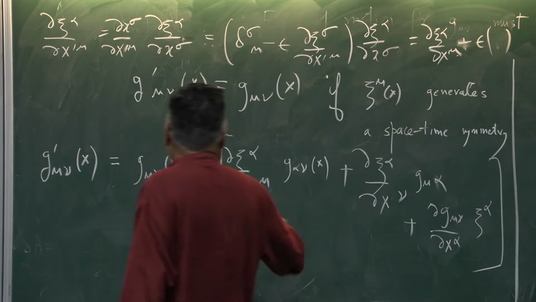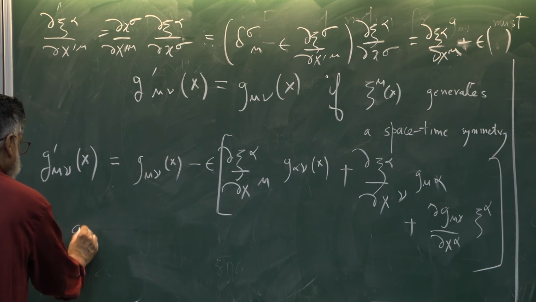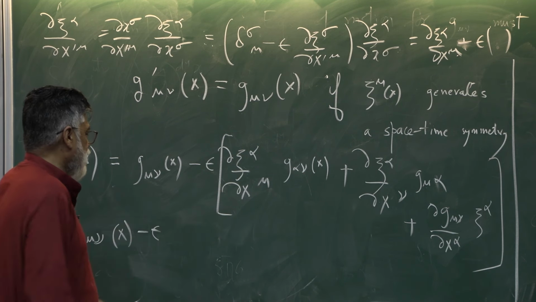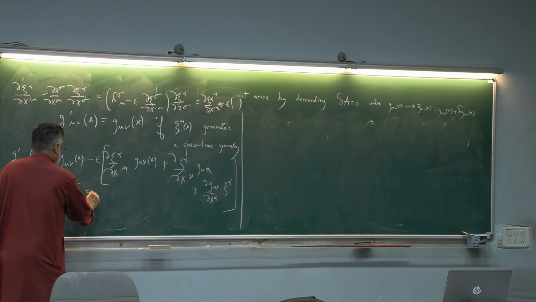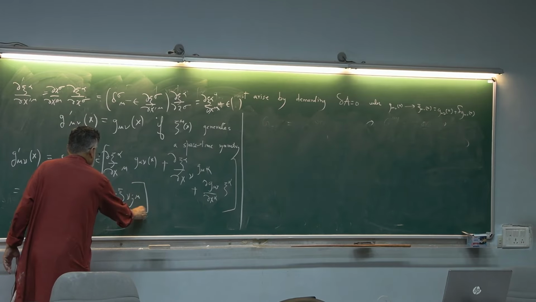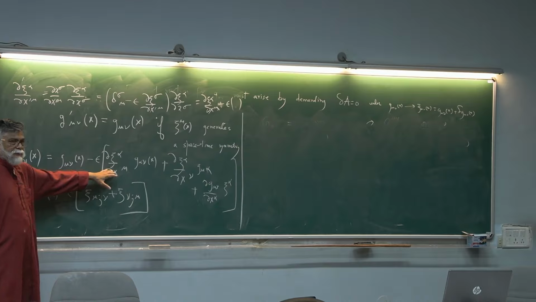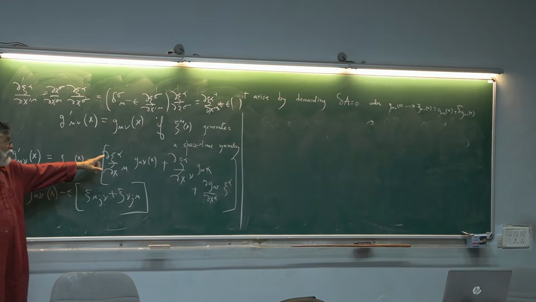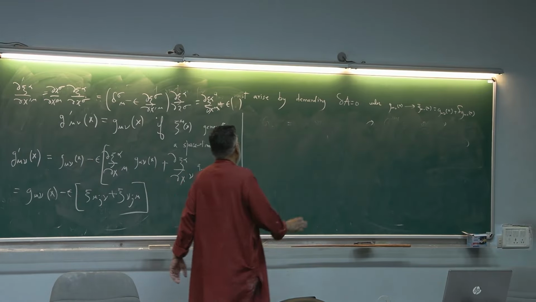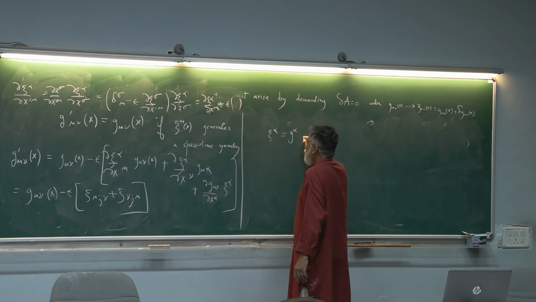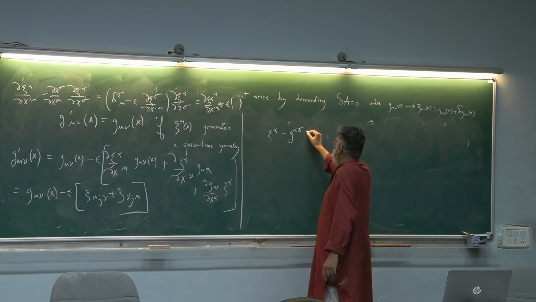So the result is, this can be written as minus epsilon, the whole thing is nothing but the covariant derivative of xi mu downstairs, nu, plus xi nu semicolon mu. The whole thing will get simplified to this. Okay. I'll now show that. Remember, xi alphas are vector fields. So xi alpha is nothing but g alpha sigma xi sigma.